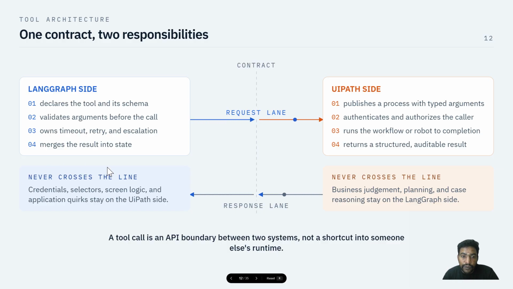Across the world, if your finance system moves a field to a different tab next release, that should be a workflow change owned by an automation developer. It should never be a prompt change owned by an AI engineer. Here is the key message for all of us, including me: keep credentials and screen logic on one side, business judgment on the other. Now we can assemble the hybrid architecture properly.